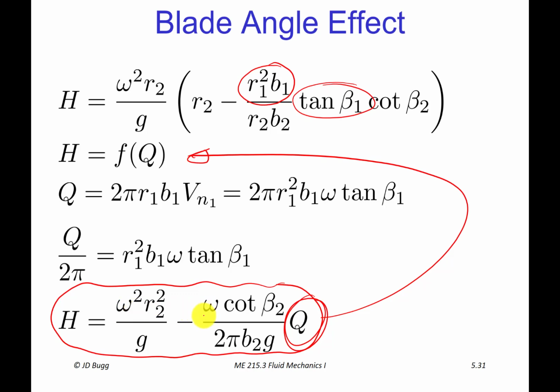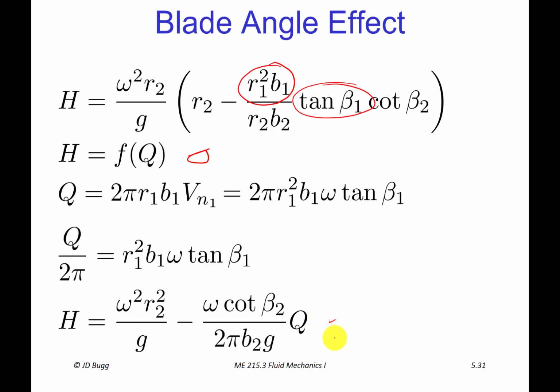So omega, how fast we're spinning the thing. G, of course, acceleration due to gravity is in both of these terms. R2, B2, beta 2, those are all geometric characteristics. So we've got H as a function of Q. So this is an approximation, at least, to the pump curve because it's H as a function of Q. Now you'll notice it's actually an equation for a straight line. H is just linearly related to Q. So we're going to sketch some of these and investigate this a little bit.